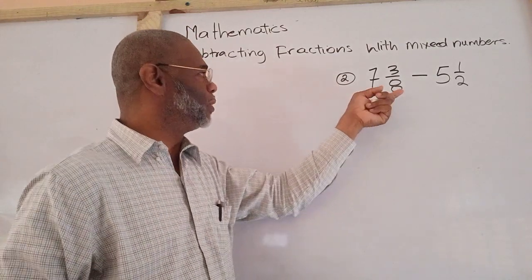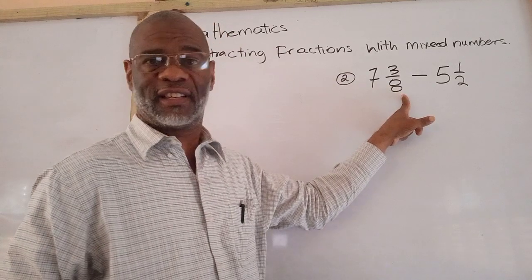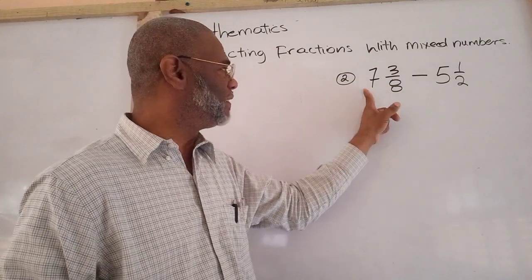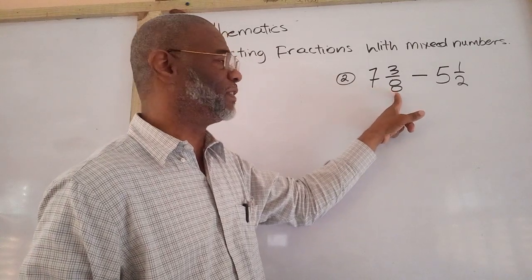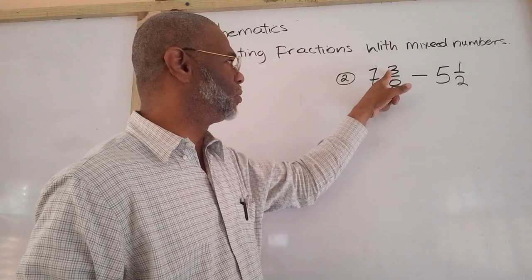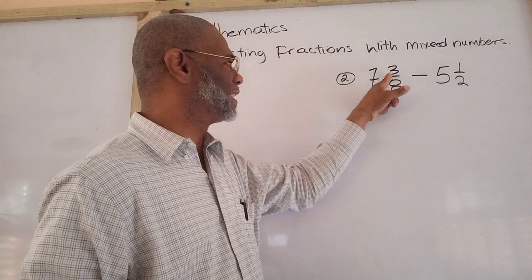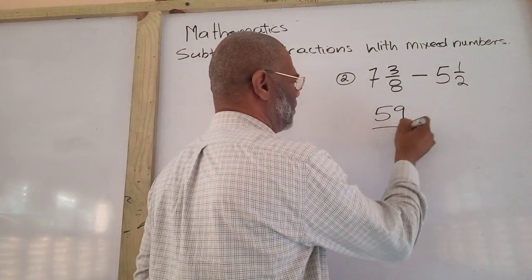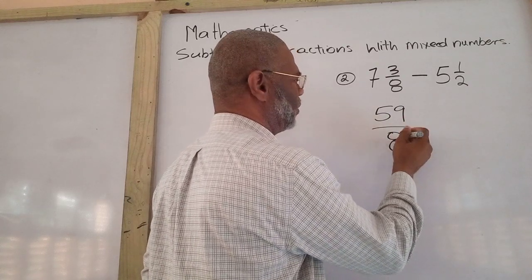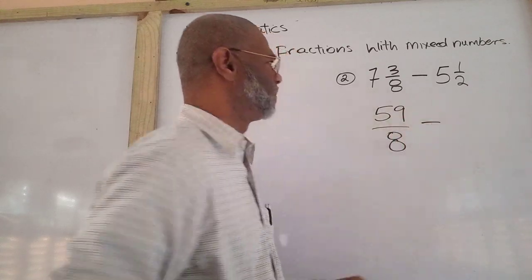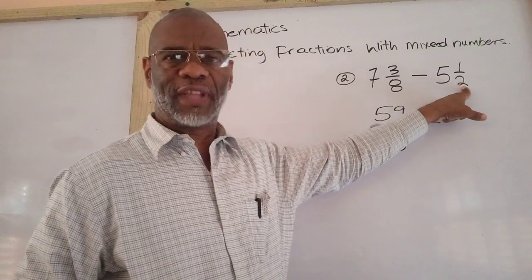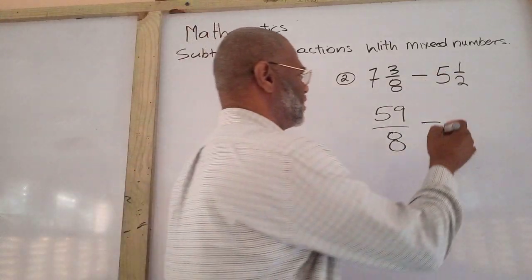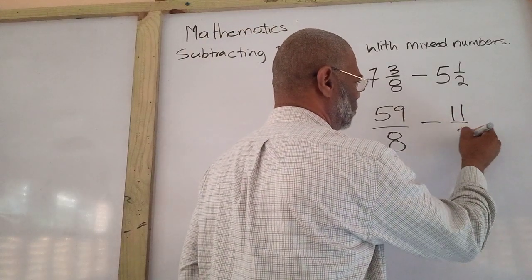So we do 7 times 8, the whole number times the denominator. 7 times 8 is 56. 56 plus 3 is 59. So 59 over the denominator, which is 8, minus 5 times 2, that gives us 10. 10 plus 1 gives us 11. So that's 11 over 2.